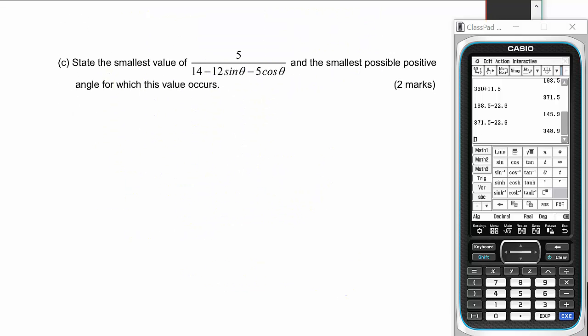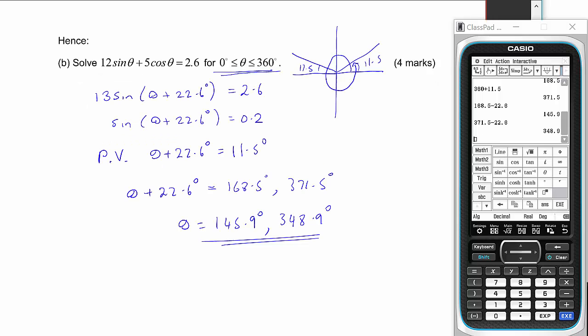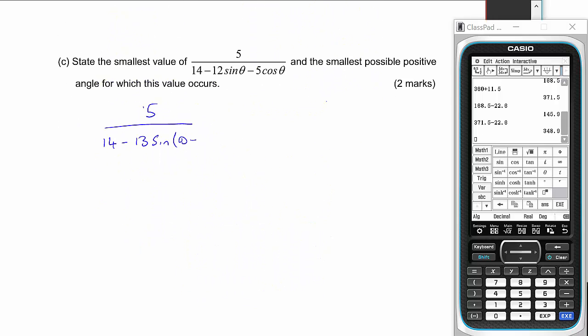Now there's part C to this question. State the smallest value of this expression and the smallest positive angle for which that occurs. So we can rewrite it as this. Is it plus 22.6? Yep.